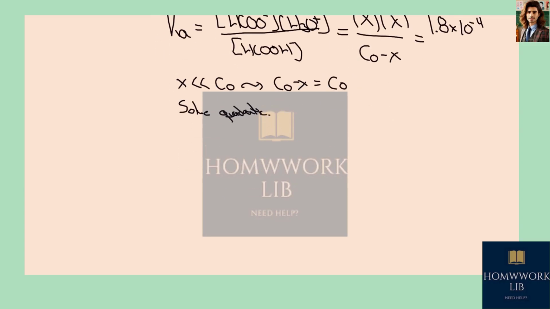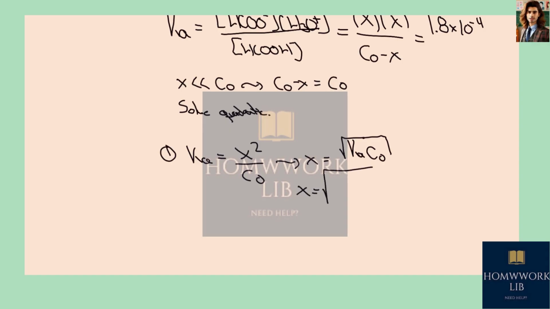On the first one, our expression for Ka becomes X squared divided by C0, thus the value for X is going to be equal to the square root of Ka times C0. Replacing the values that we got from the problem is 1.8 times 10 to the minus 4 multiplied by my initial concentration, which is 0.0112 molar.